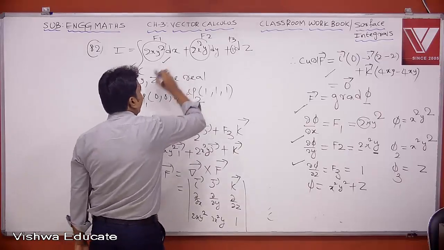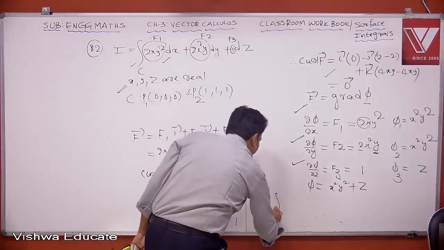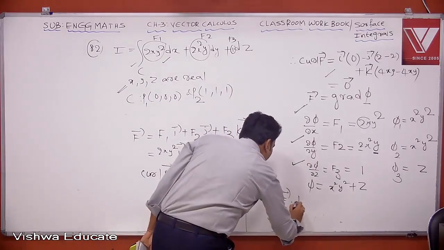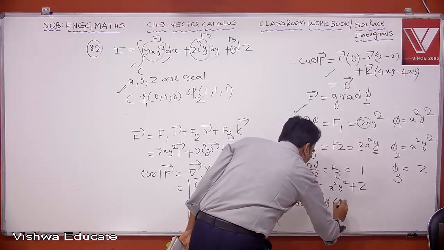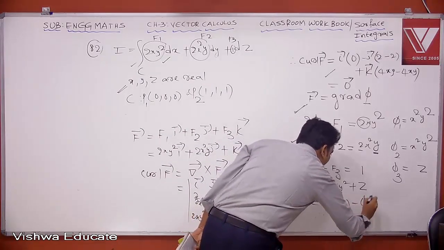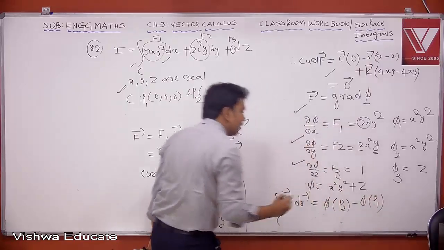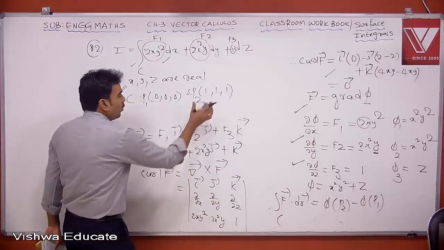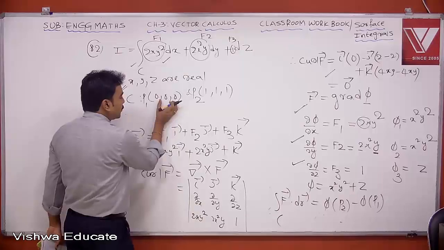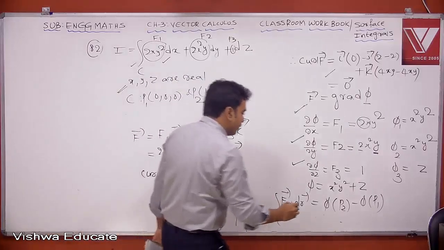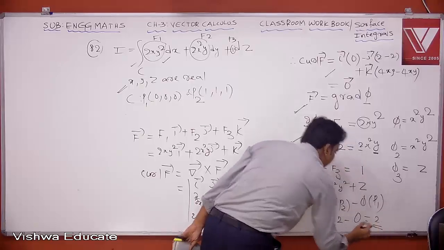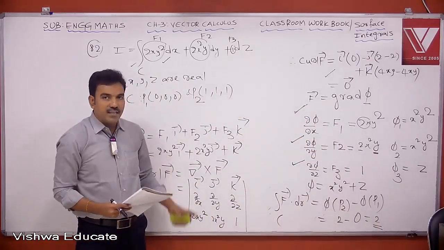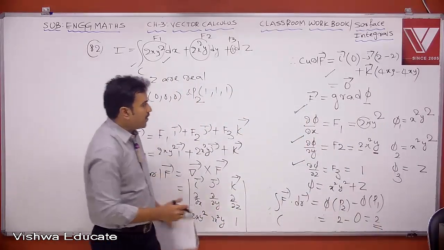Therefore, this line integral, we can write as the integral of F bar dot dr bar over C. This line integral is phi of P2 minus phi of P1 by using the fundamental theorem on line integrals. Here (1, 1, 1) is P2 and (0, 0, 0) is P1. When you simplify this, the value becomes 2 minus 0, which is 2. Therefore the final line integral is 2. Therefore option B is the right answer.